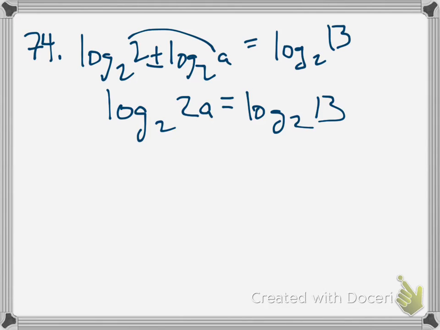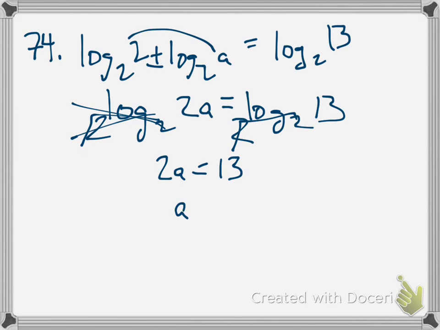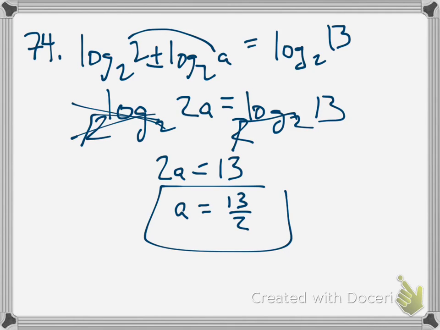Technically the reason why you can get rid of them is because you can do this, and that way it gets rid of them. Kind of like that. I'm trying to cross those out. And so I'm left with 2a equals 13. So a equals 13 over 2. And there you go.